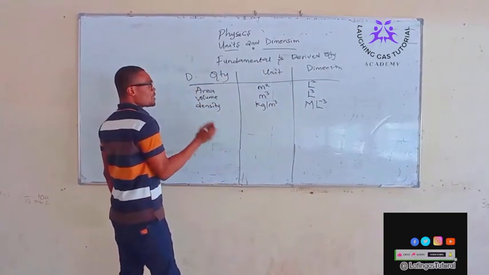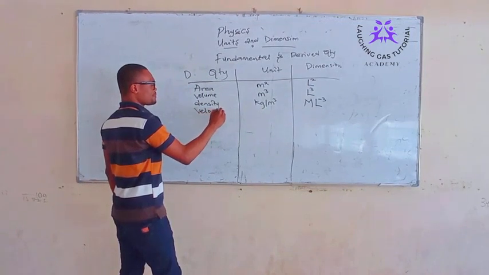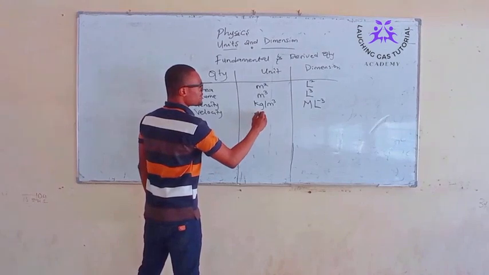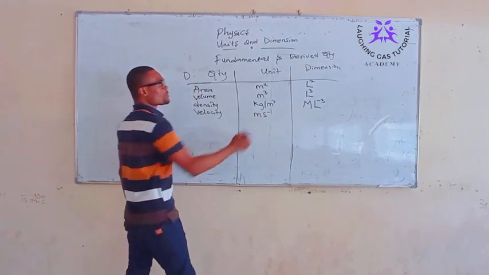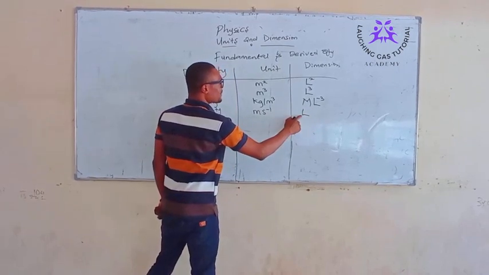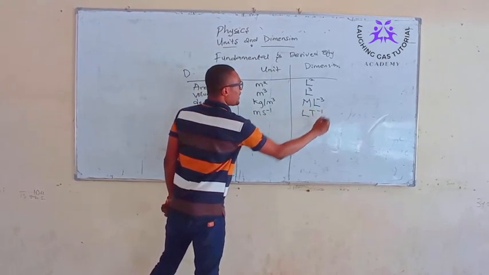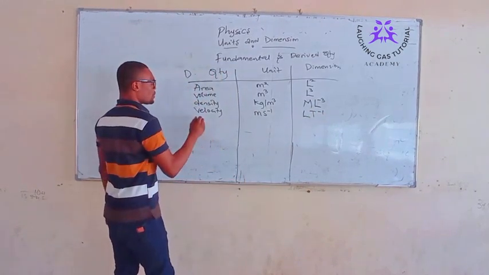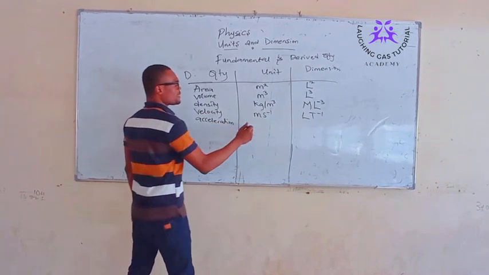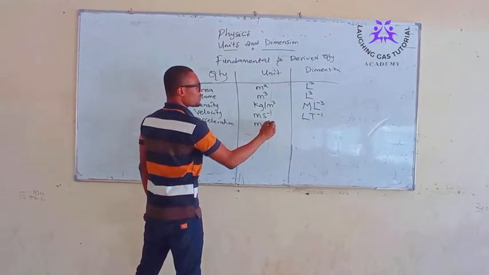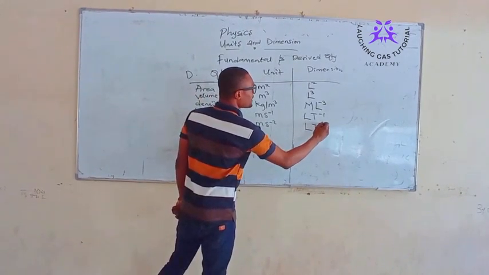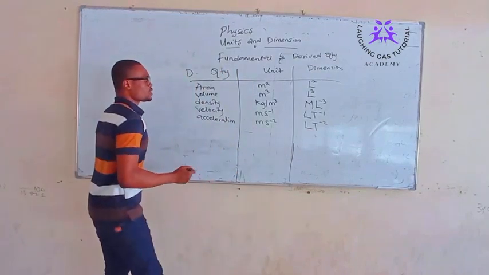We now have velocity. Velocity is distance all over time, so the unit is meters per second. So what becomes the dimension? The dimension is L, capital L, then per T, L per T. We have acceleration. Acceleration is definitely velocity over time, that's meters per second squared, and so the dimension will be L per T squared.